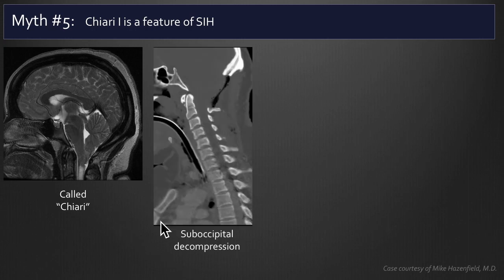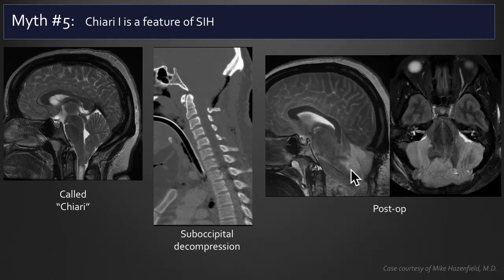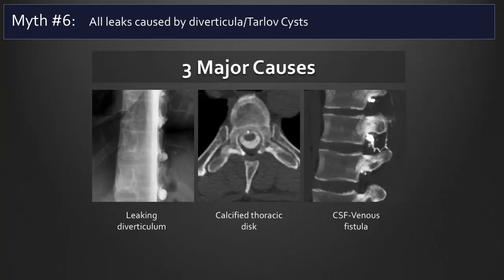Well, somebody decided to do a suboccipital decompression on this patient. And unfortunately, the cerebellum herniated out posteriorly, and this patient had a very bad outcome. So it's very important to remember that tonsillar ectopia and Chiari malformation are not synonymous, and Chiari 1 is not a feature of intracranial hypotension.